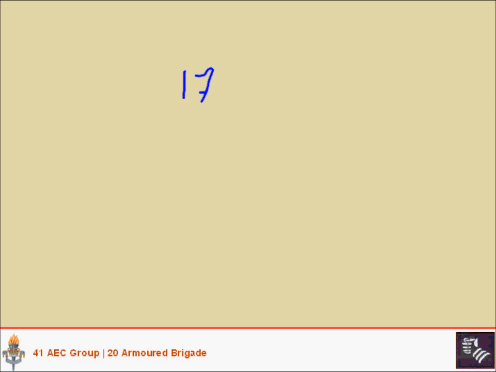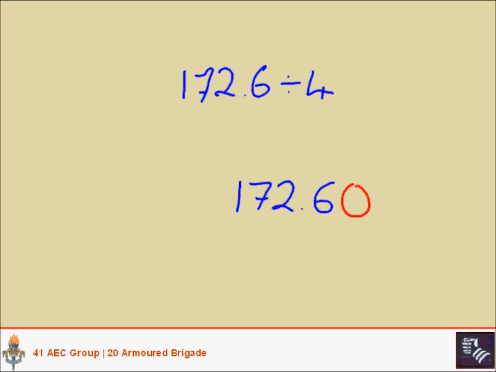172.6 divided by 4. So we'll write it out as follows. 172.6, but this time we'll add a 0 as we want to get our answer to 2 decimal places. Divided by 4 equals 43.15. Remember, we keep our decimal points and all of our numbers aligned throughout.